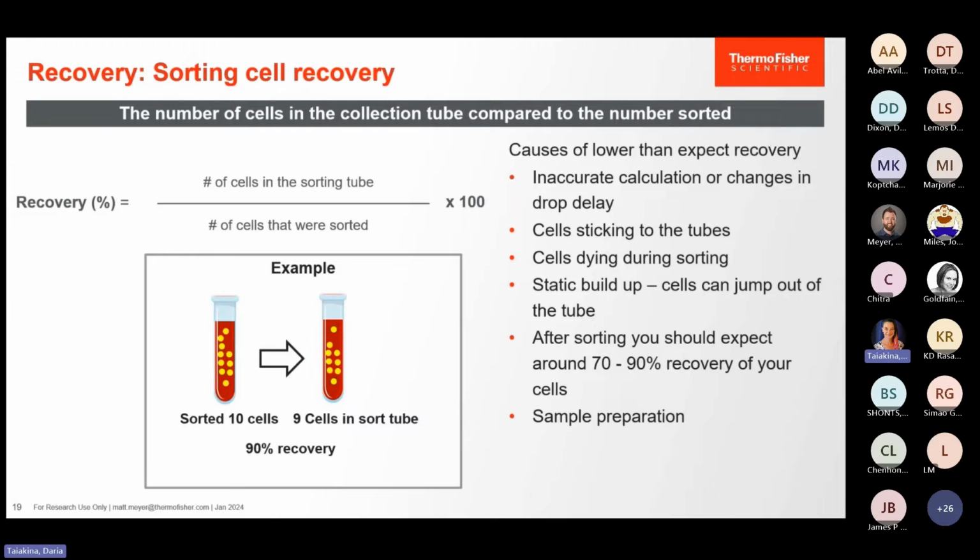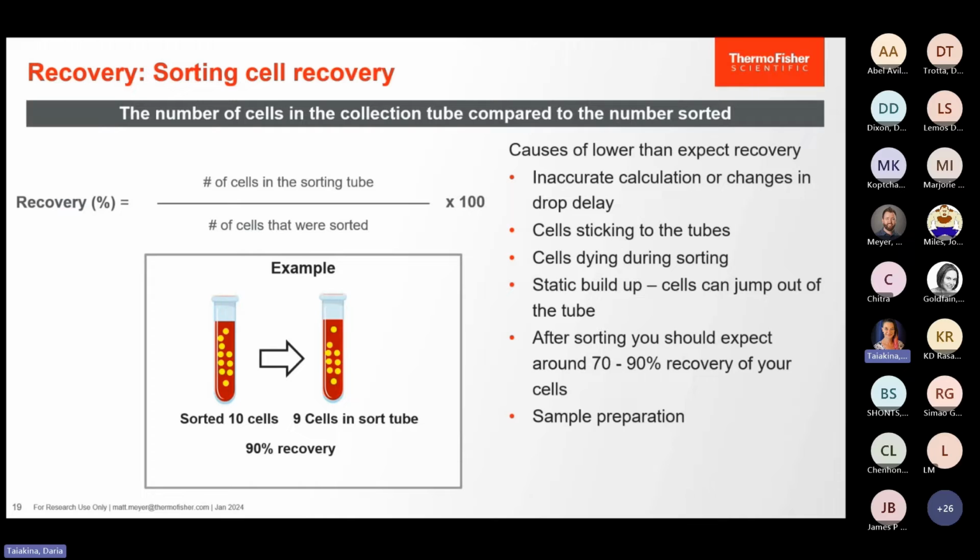Other areas that you can look into are the cells sticking to the tubes. There are various types of tubes. Tubes like polypropylene might get you a little bit better results, because if the droplet hits the side of the tube, it can slide down, and the cell can be happy in the media or the collection buffer. Cells can also die during the sorts, so you want to make sure that you're using the appropriate sheath pressure, nozzle size, viability dyes, things like that.